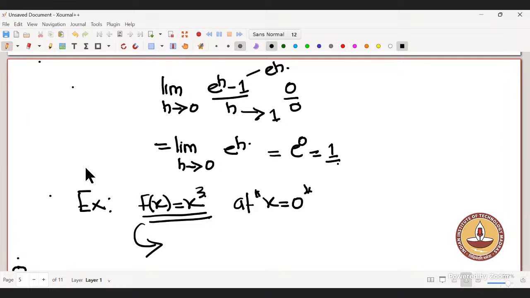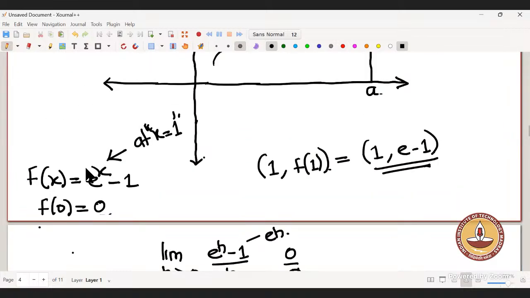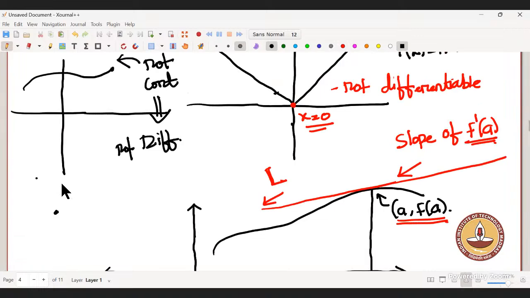Probably in the next class. Okay. So I can show some of this differentiability in GeoGebra. I have prepared a few things, but again, it's not complete.